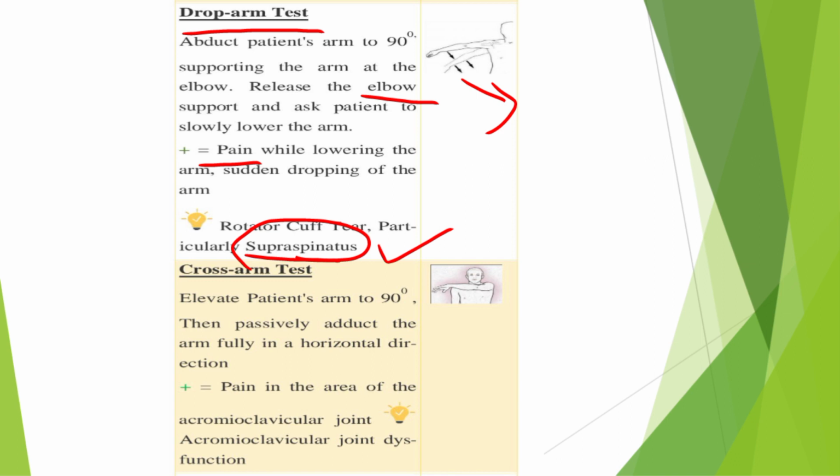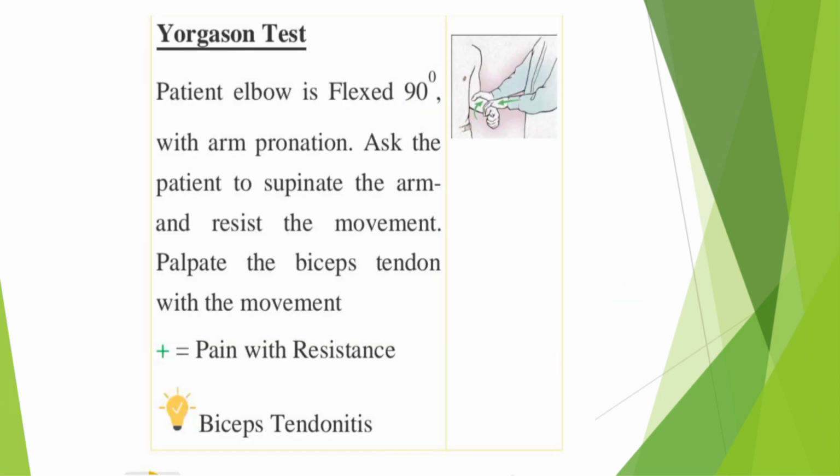And the next test, this is the fifth test. The sixth test is the cross arm test. In this test, the patient elevates the arm to 90 degrees, then passively adducts the arm in the horizontal direction, and if the patient feels pain, this is a pathology of the acromioclavicular joint. This is the cross arm test.